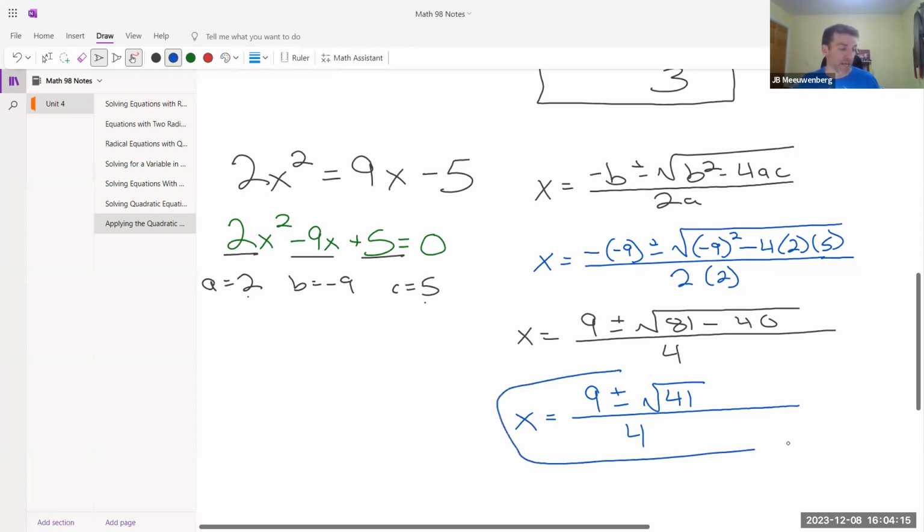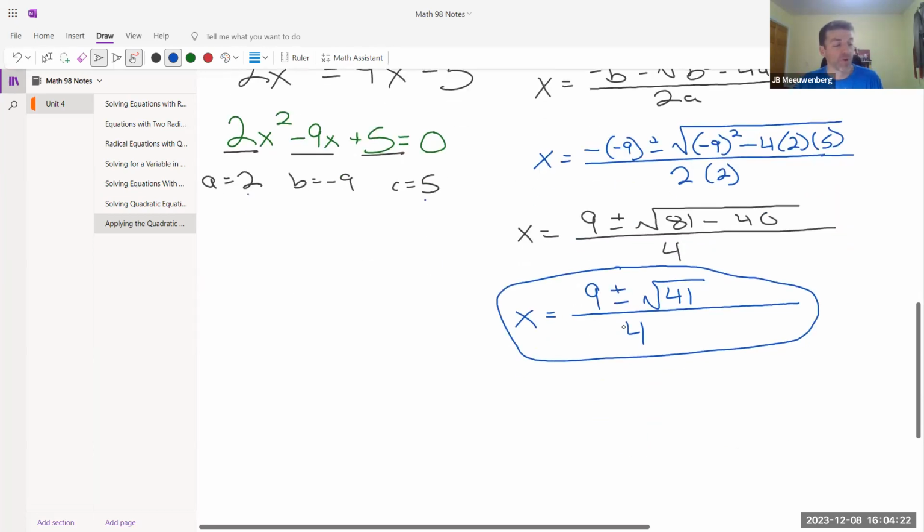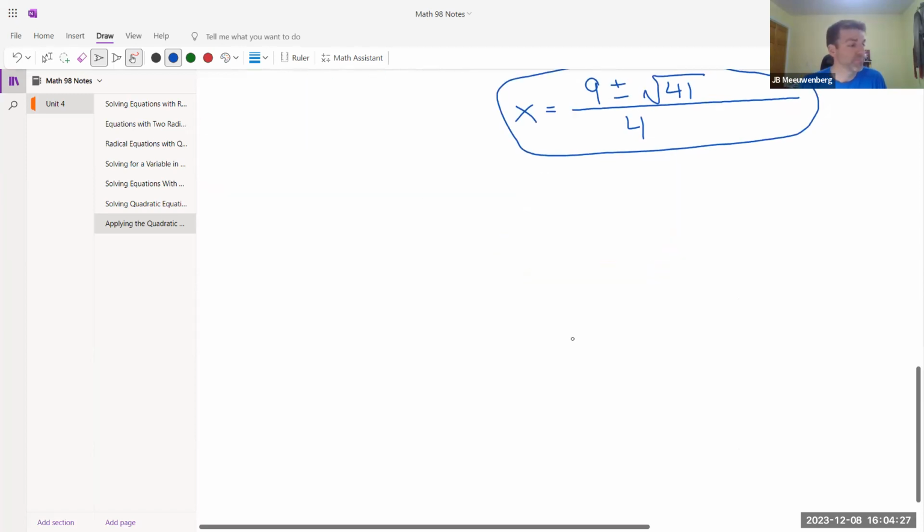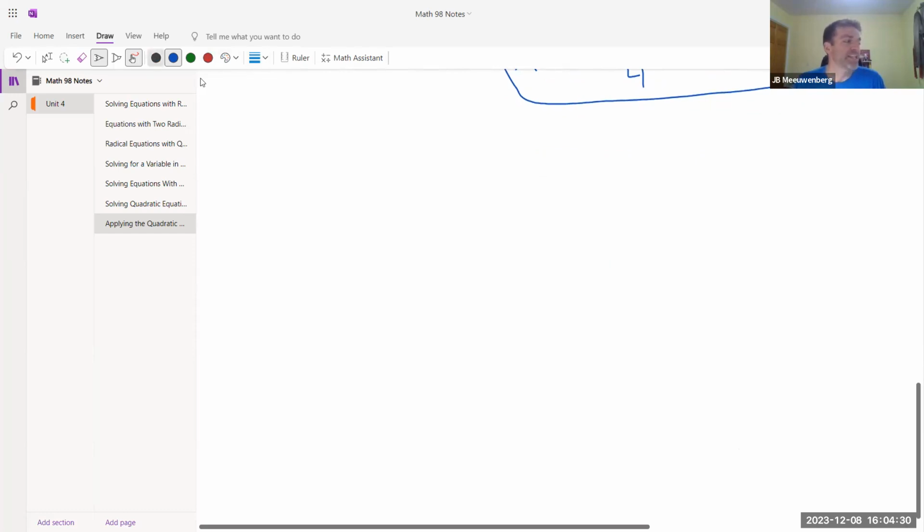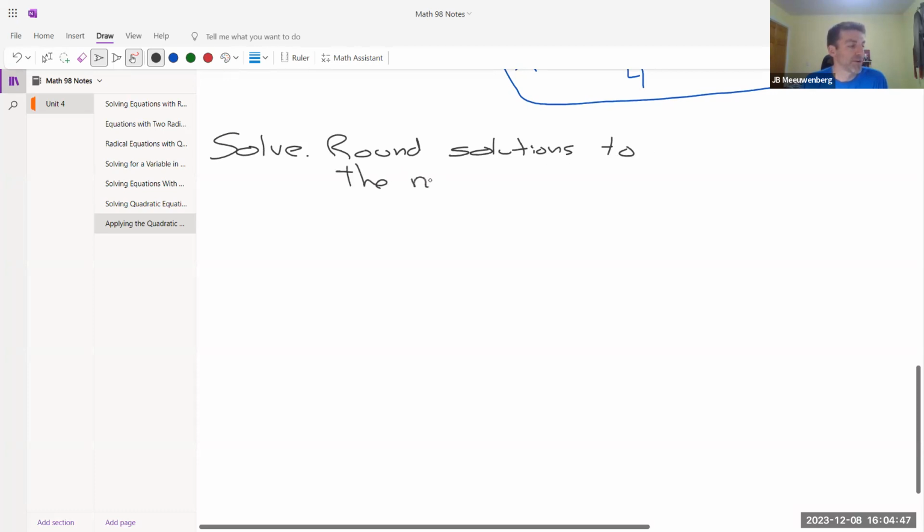And again, if we're entering our solution into ALEX, we would do that as a comma separated list. 9 plus the square root of 41 over 4, and 9 minus the square root of 41 over 4. Now, our last one is going to have a slightly different instruction. It's going to say solve the equation and round the solution to the nearest hundredth.